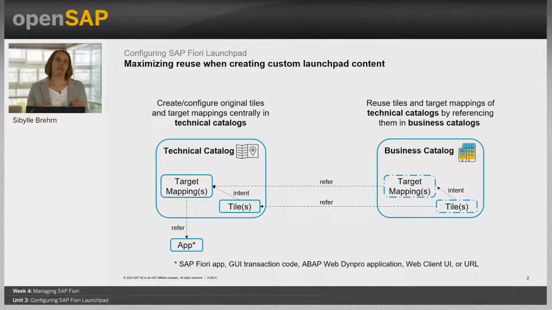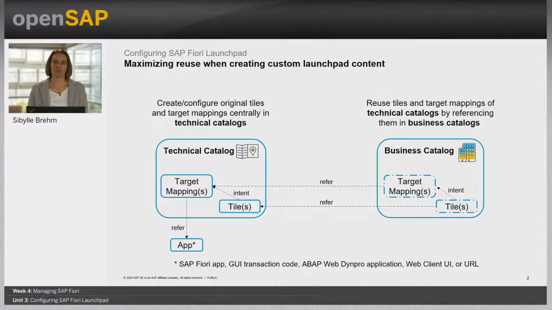Often the same app may be used by multiple users in multiple roles, such as apps that display a vendor or show budget utilization. Often even whole sets of related apps may need to be assigned to multiple roles, such as apps that support a process or task common to multiple roles. So it makes sense to combine such apps into a catalog to reuse tile and target mapping definitions.